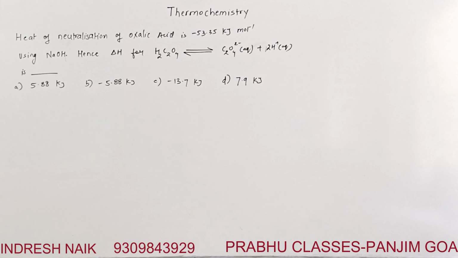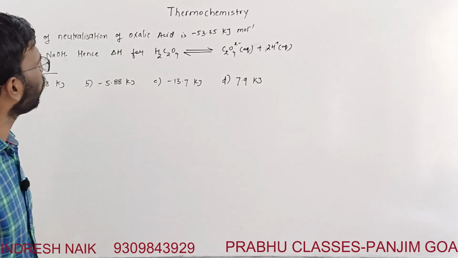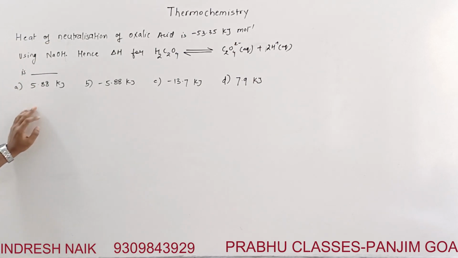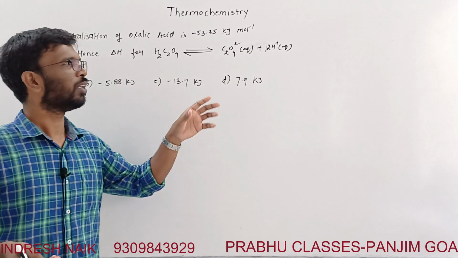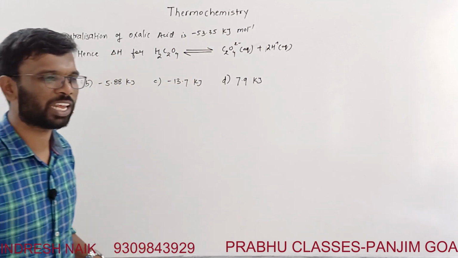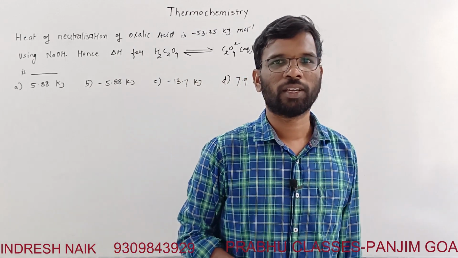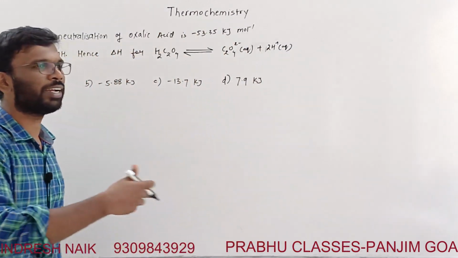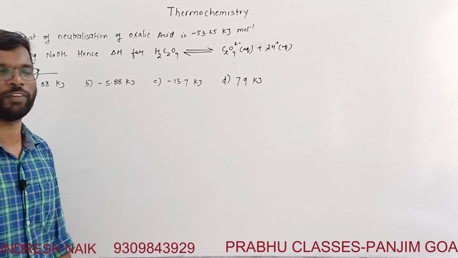Okay, we'll solve this problem. The question asked is: heat of neutralization of oxalic acid is 53.35 kilojoules per mole using NaOH. You can see that the value is a little less now, right? Minus 53 magnitude wise. The heat released here will be less because it is a weak acid combining with a strong base. When it is strong with strong, it is maximum, that is 57.3 kilojoules.